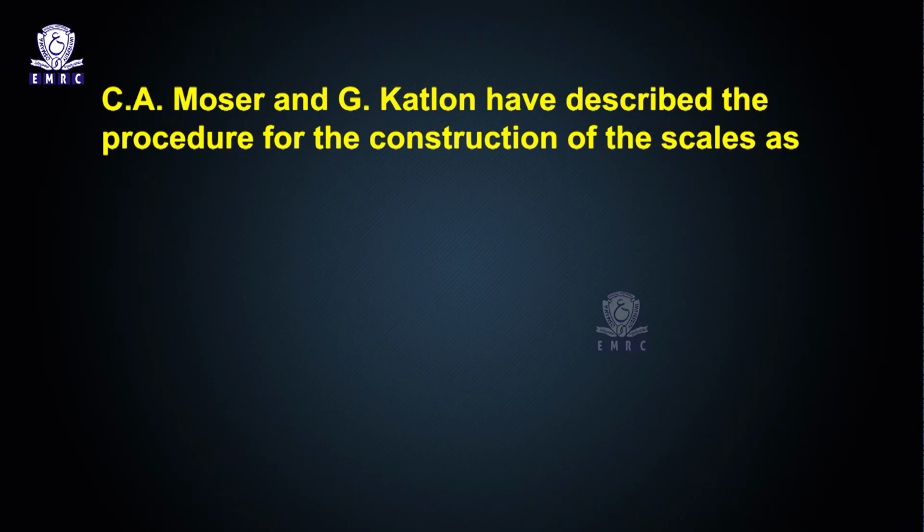In essence, respondents are ranking the items in order from the weakest indicator of discrimination all the way to the strongest indicator. Thurstone's method of equal appearing intervals is most commonly used in the construction of scales. C. A. Moser and G. Kalton have described the procedure for the construction of the scales.